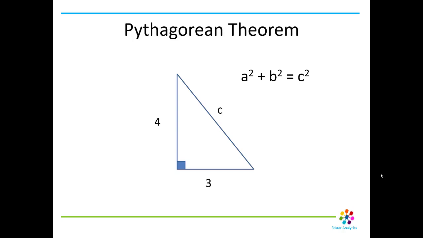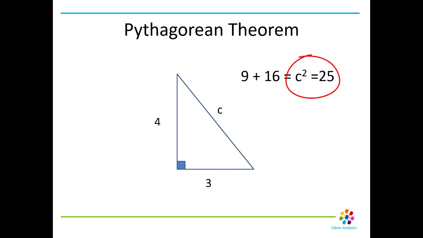Let's try it with some numbers. If 3 and 4 are on the straight sides, we might be asked to find the length of the slanted side. Remember, the slanted side is called the hypotenuse. The Pythagorean Theorem tells us that 3 squared plus 4 squared is equal to C squared. 3 squared is 9. 4 squared is 16. And 9 plus 16 is 25. So we know that C squared is 25.